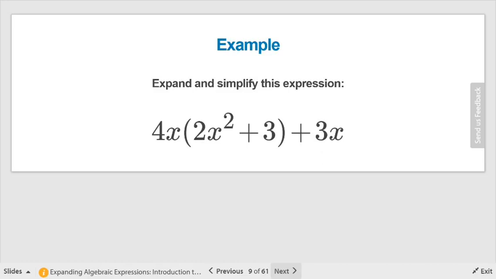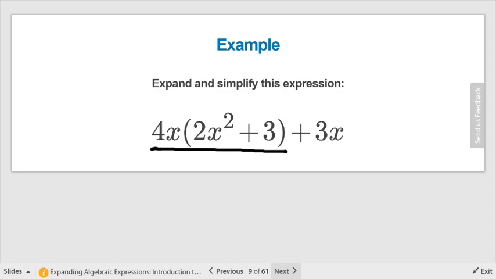Okay, so brackets. Do I have any brackets up here? Yes. So that means I have to do the brackets first. Let me show you something really important. The bracket actually starts with the 4x, because that 4x is part of the bracket. It's its coefficient, right? So anything that touches the bracket is part of the bracket.